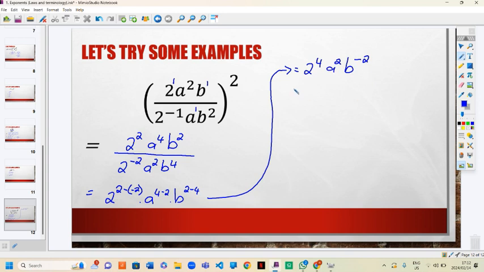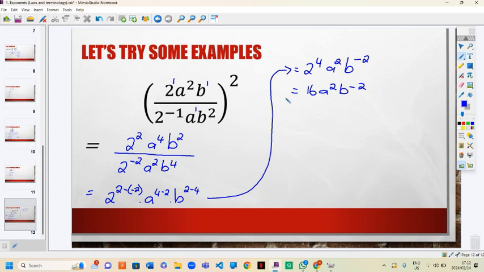Now I need to simplify here. What is 2 to the power of 4? 16. A squared b to the negative 2. Now what I want you to do is write this answer with positive exponents, please. Pause the video quickly. Positive exponents. So I assume you've done it.